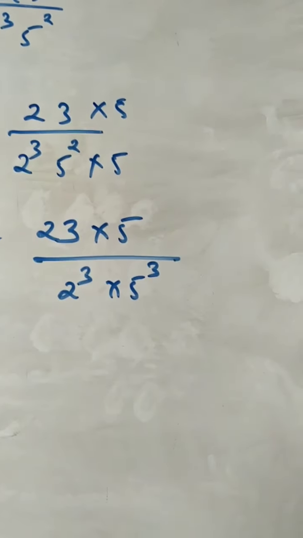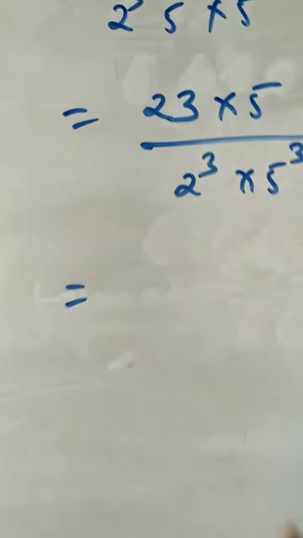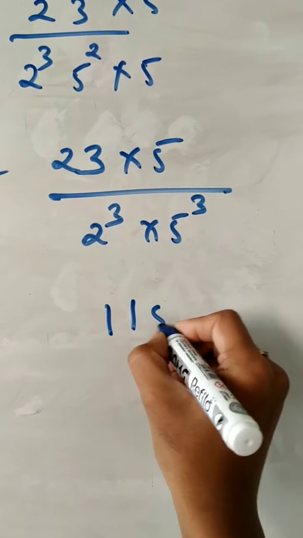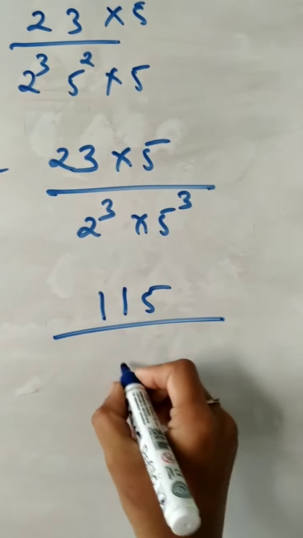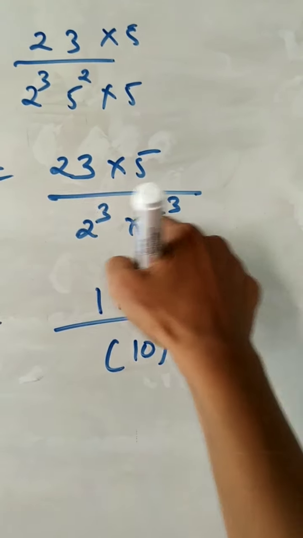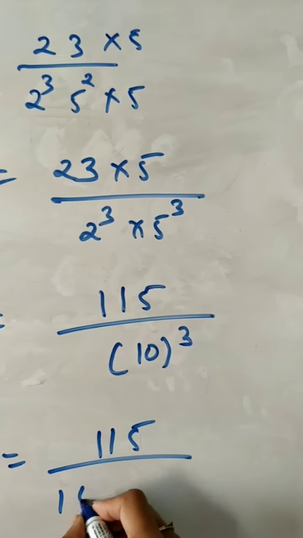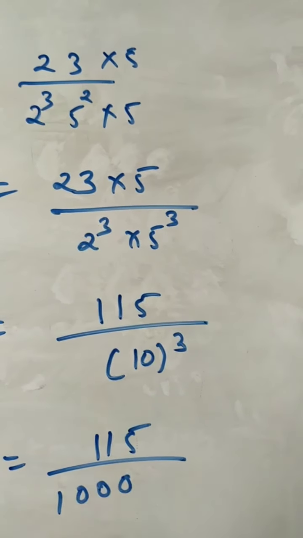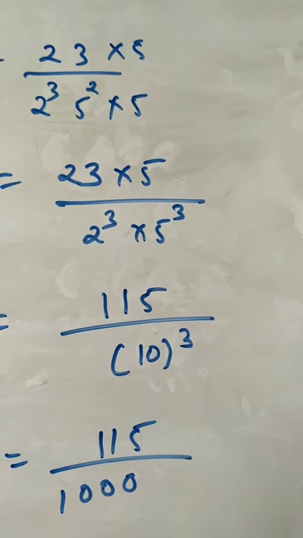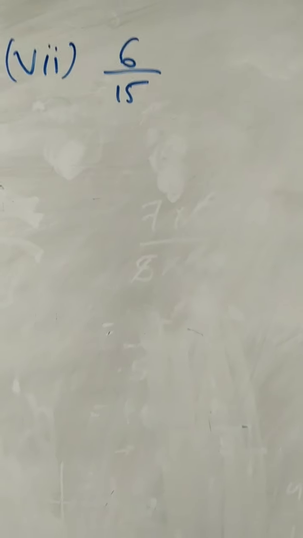So now we will multiply this one. So we can write it as 115. And here we can write 5 2s are 10 and the whole cube, because both have the same power. So it will become 115 upon 1000. So here we will reduce it. So 5, 1, 1, and point and 0. So here will be the solution for this question.